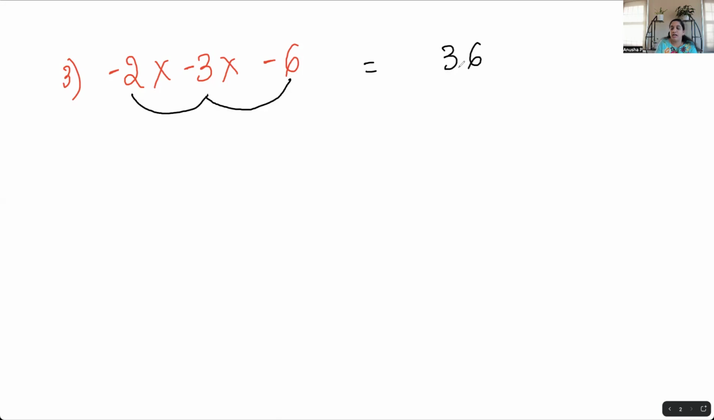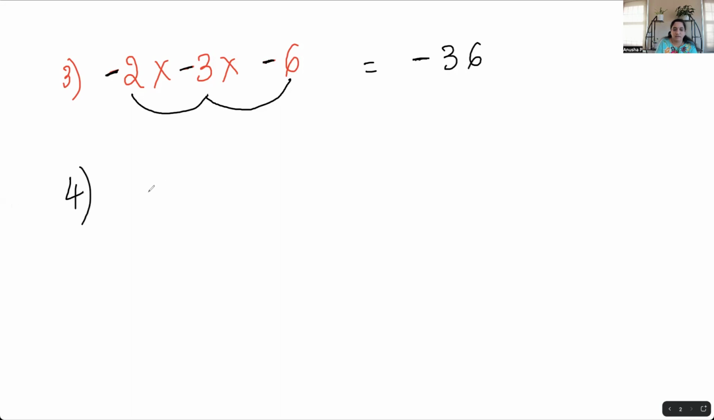Now we have to check the number of negative signs in integer multiplication. So we have one negative sign, two negative signs, and three negative signs. So we have an odd number of negative signs. If you have an odd number of negative signs, the answer will be negative.